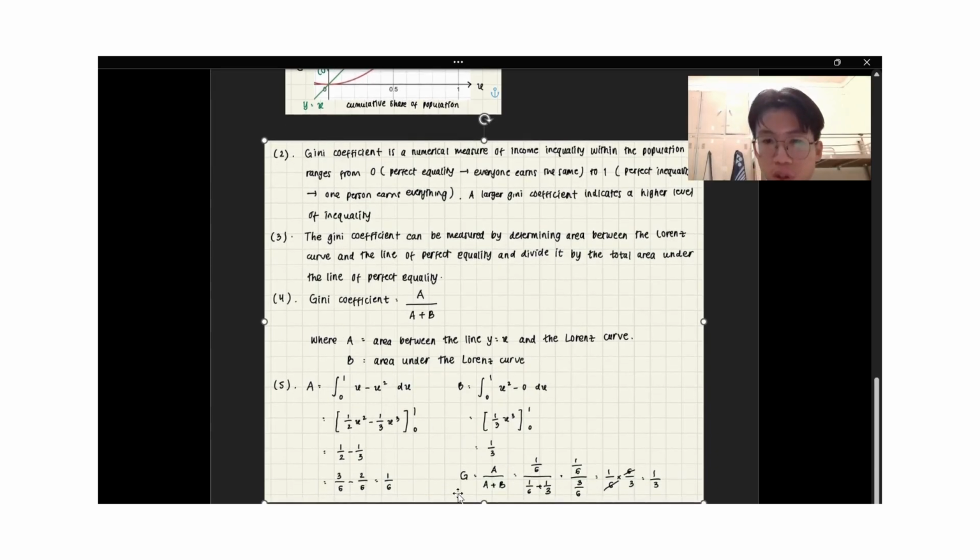And for the Gini coefficient, we can move it into the function: 1 over 6 over the 1 over 6 plus the 1 over 3, and we can calculate it. The result is 1 over 3.